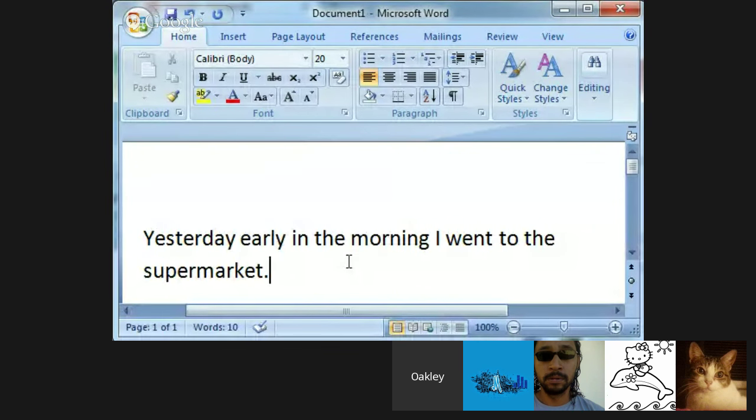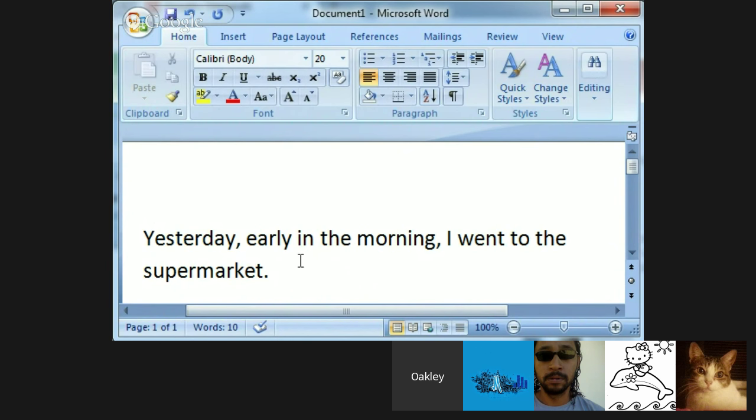Do I need to do anything else to this sentence? Comma. Where? I think after, yeah, before I went. Okay. Anything else? Anybody in the class? Another comma? Where? After yesterday. Yeah. Actually, you're right. Yesterday, early in the morning, I went to the supermarket.